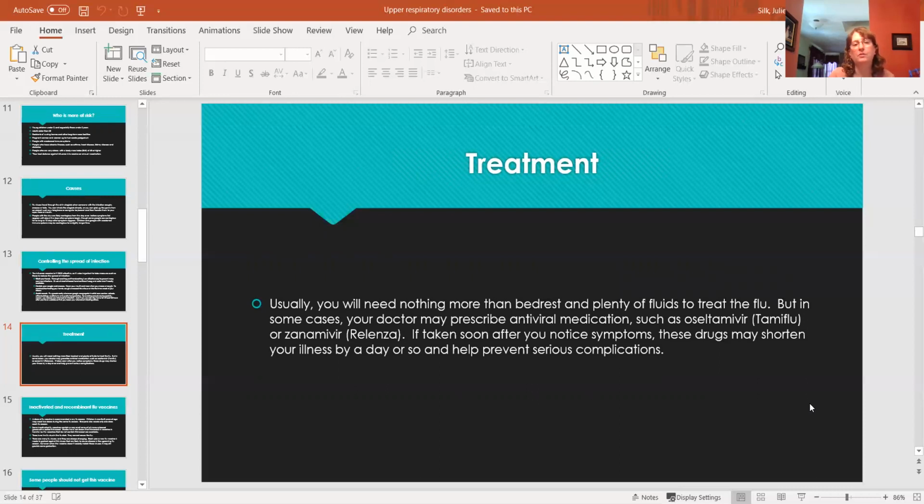Usually you will need nothing more than bed rest and plenty of fluids to treat the flu, but in some cases, sometimes your doctor might want you to be on an antiviral medicine. So there are medicines like Tamiflu or Relenza that are antivirals that you could take that might help shorten the duration of your illness so that you get better a little quicker.